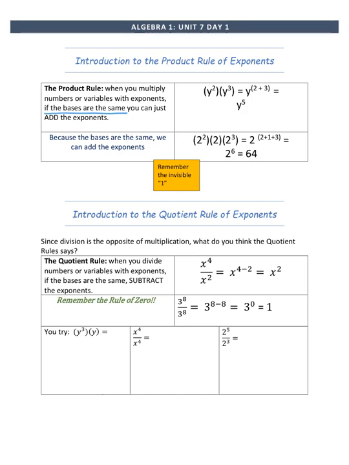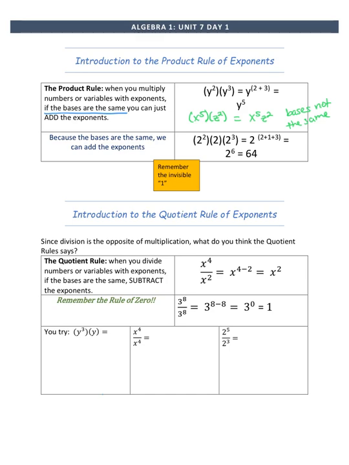Now I'm going to write an example of something that's not going to work, okay? x to the 5 times z to the 2 equals x to the 5 and z to the 2. The bases are not the same. So you cannot add the exponents. You're not going to see that in ALEKS, but I want to make you aware of it.